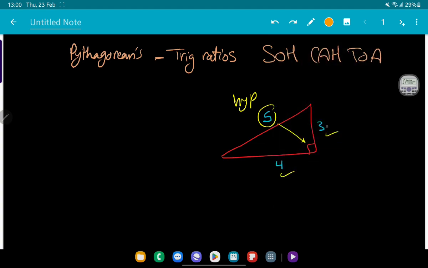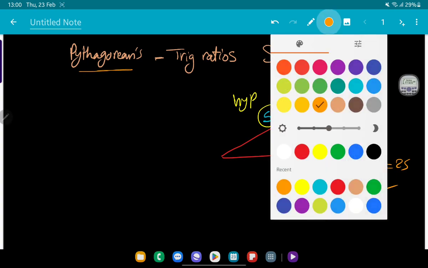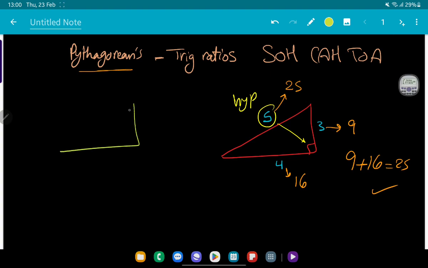You will find out that if you square 3, this will be 9, 4 squared is 16, and 5 squared is 25. Can you see that if we add 9 plus 16, the two legs, it would be 25? The person that discovered this relation is Pythagoras, so we call the theorem by his name. It's Pythagoras' theorem.